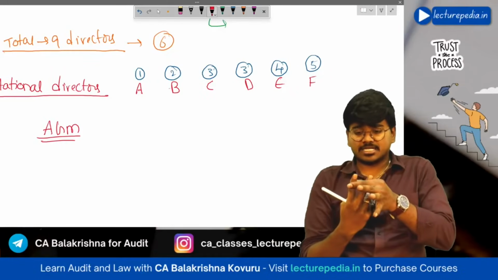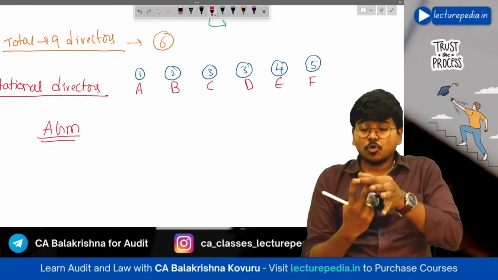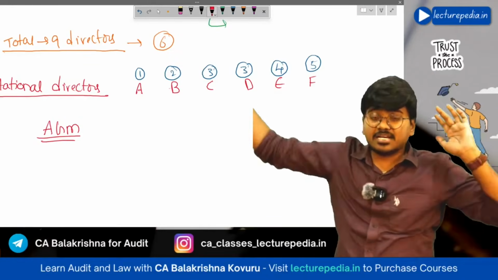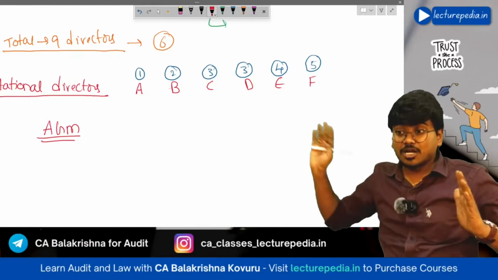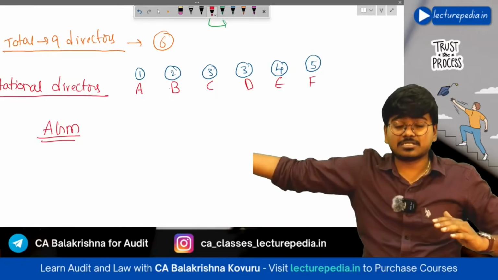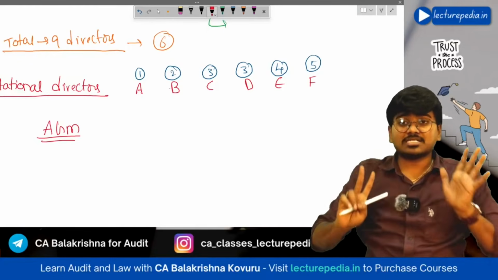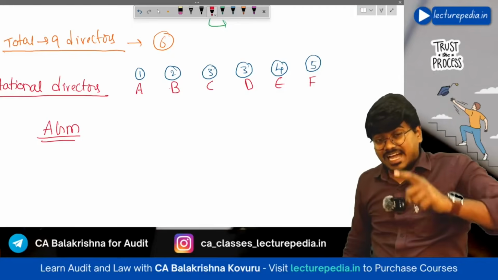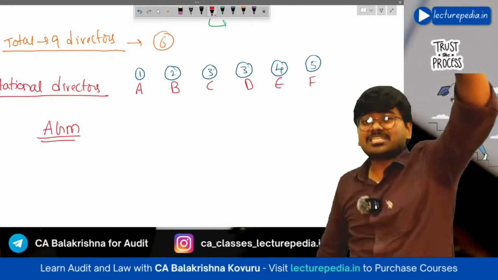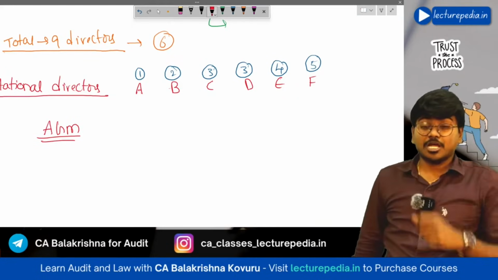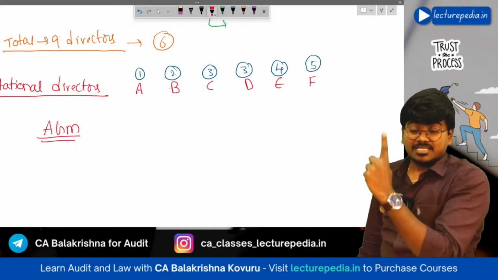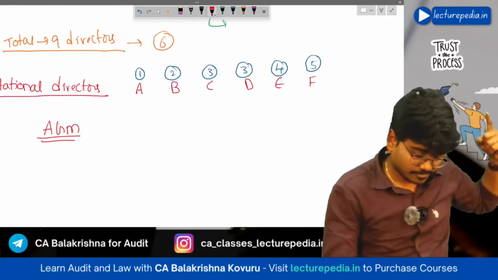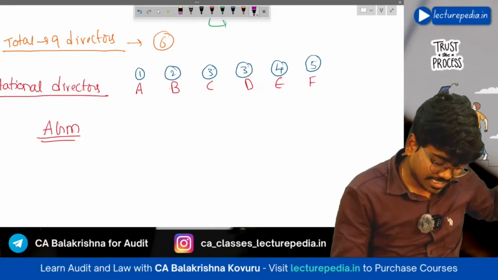Now 2 directors have to retire. Who will be these 2 directors? Of A, B, C, D, E and F, who will retire? There are 6 rotational directors, and only 2 have to retire. The act says that the director who is longest in the office will retire first. Now if you see here, A is the senior most, that means he is longest in the office. So first A will retire.